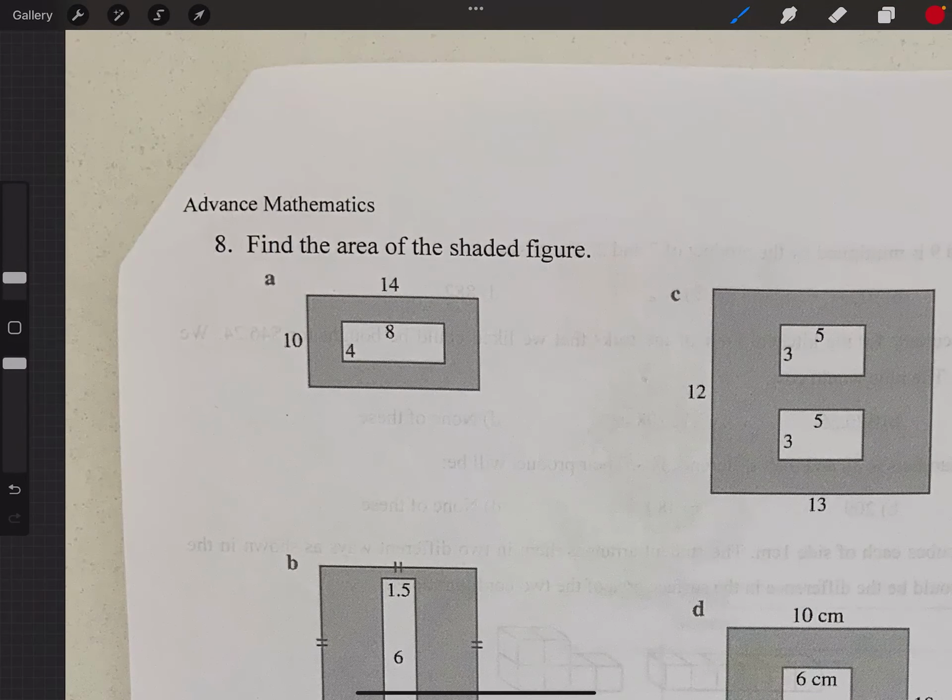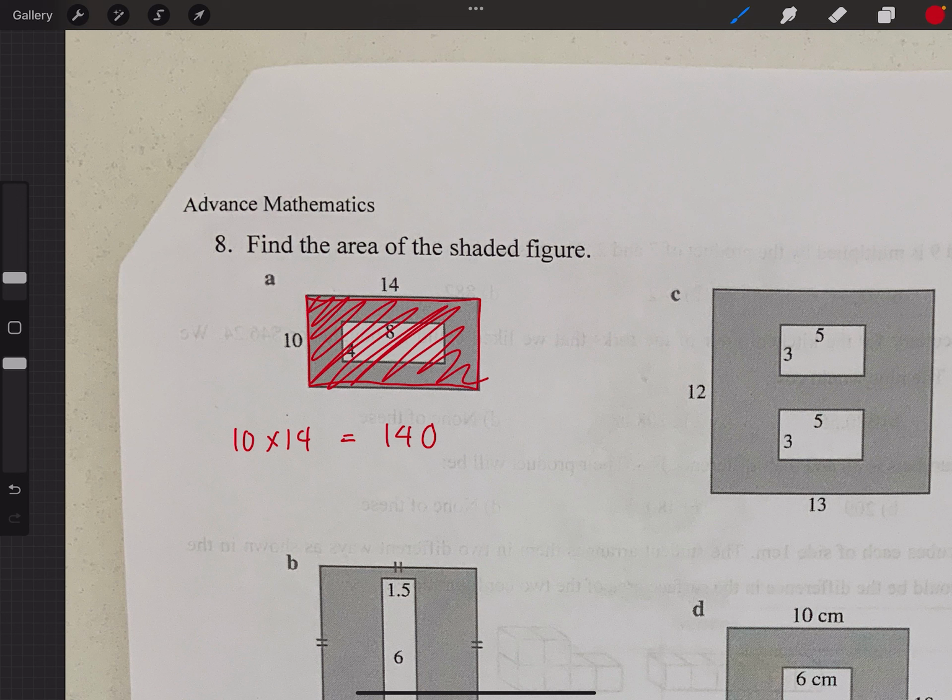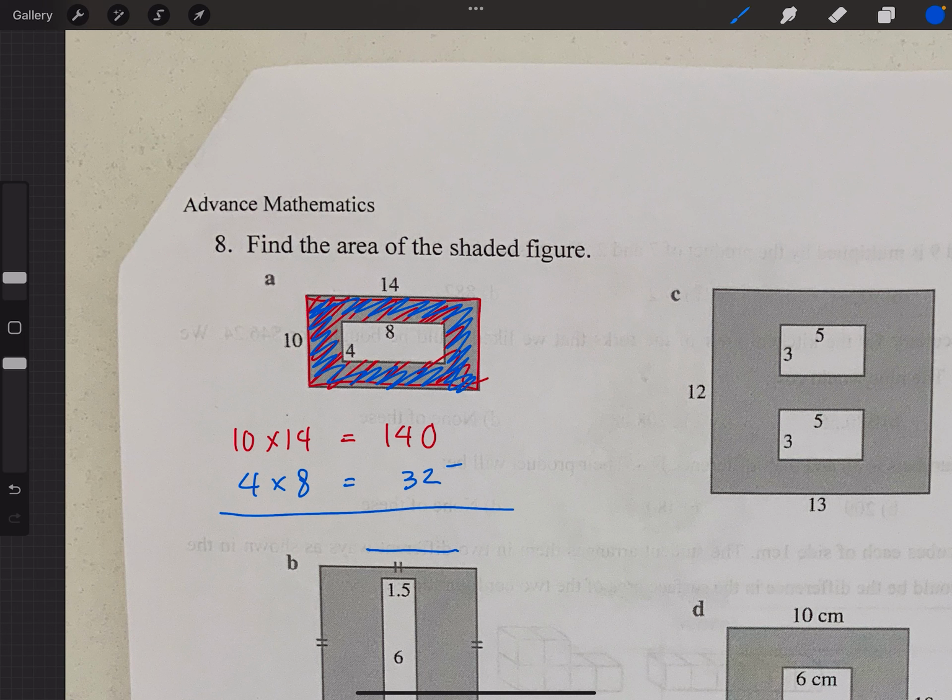Okay, what I'm going to do is find the area of this big rectangle, the area of the whole thing. So 10 times 14, that'll give me 140. And then I'm going to subtract this small rectangle, which is 4 times 8, which is 32. When I subtract it, I will get the piece that I want, the shaded piece, the remaining piece. So do that, get the answer. There's no units, just leave the answer as whatever it is there.